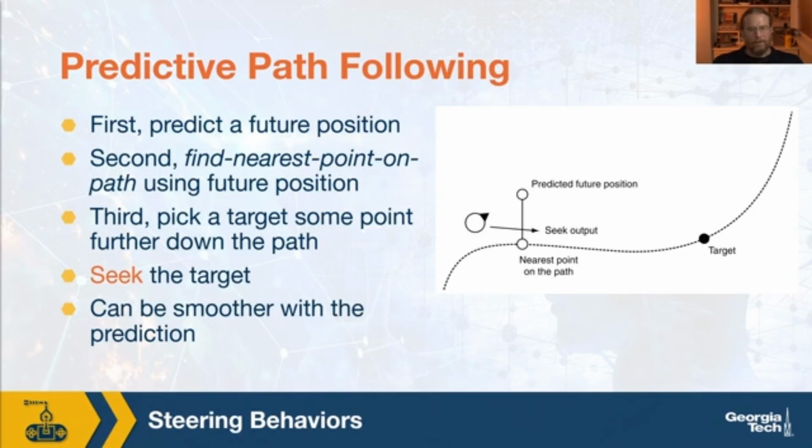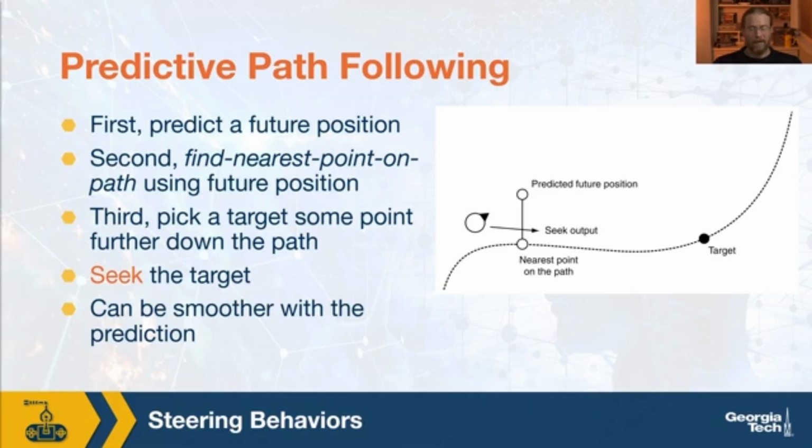Now, there's also a predictive path variant. And in this case, rather than find the nearest point to the agent's current position, we can extrapolate out based on where the agent is going. So some future position, maybe some amount of time times the velocity, and we'll extrapolate along the velocity vector to come up with a new point. So that predicted future position we will then use for determining the nearest point on the path.